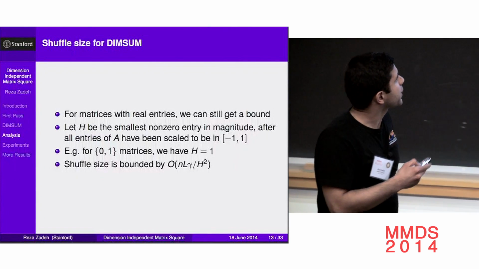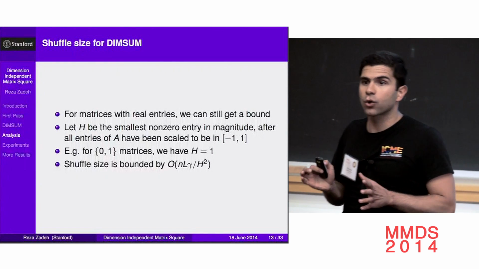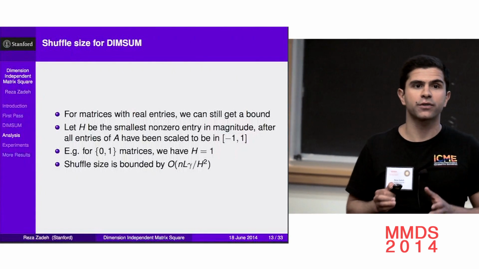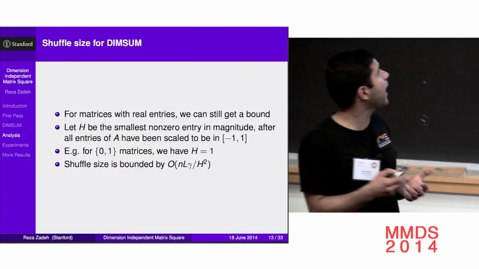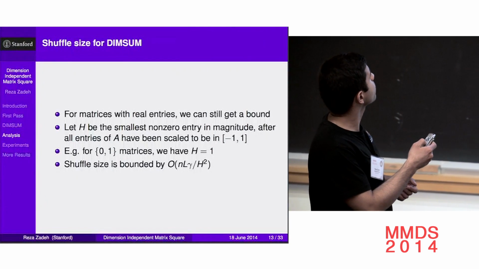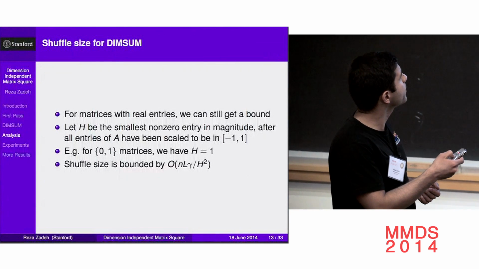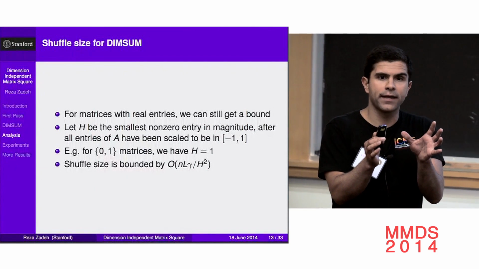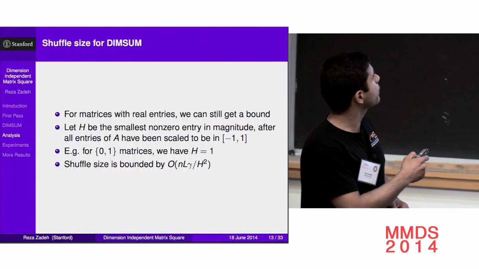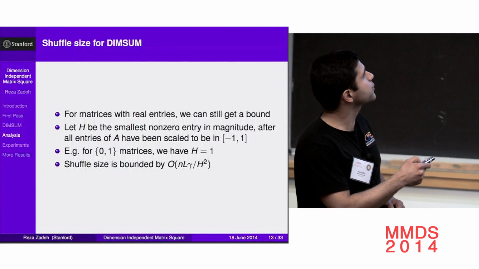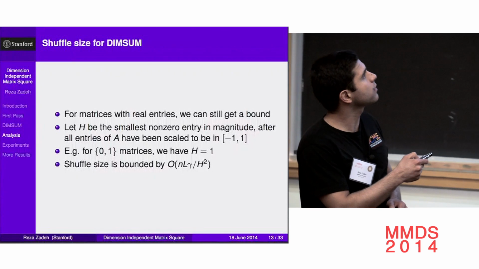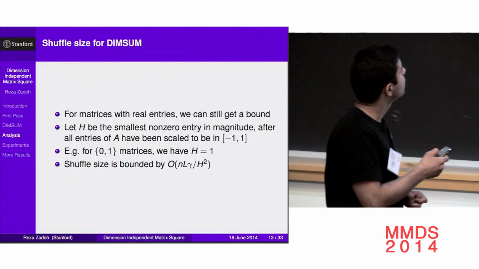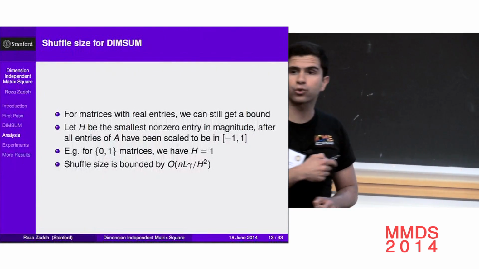Everything I've said so far actually comes with a caveat: it's for 0, 1 matrices. If you want to generalize to matrices that have real valued entries, for example, the Netflix matrix has values 1 through 5, you have to be careful. Take your non-zeros, scale them all to be between -1 and 1, and then take the smallest non-zero in magnitude, and call that h. And then you have to divide by h squared in the shuffle size that you expect.